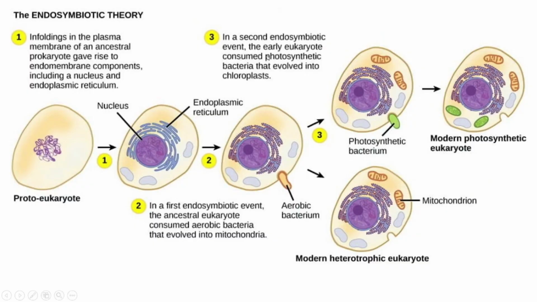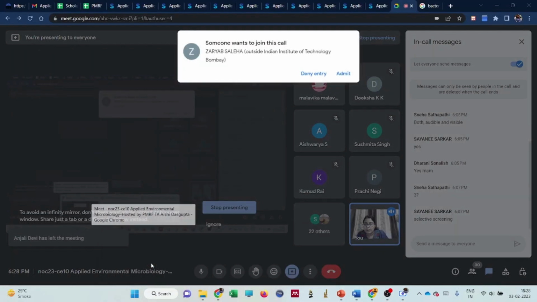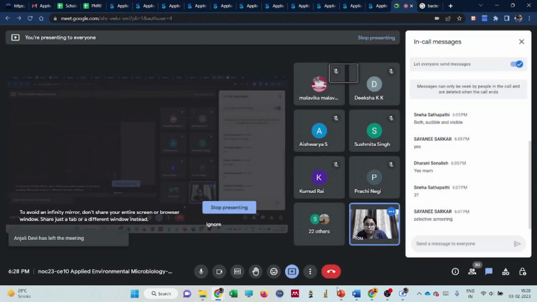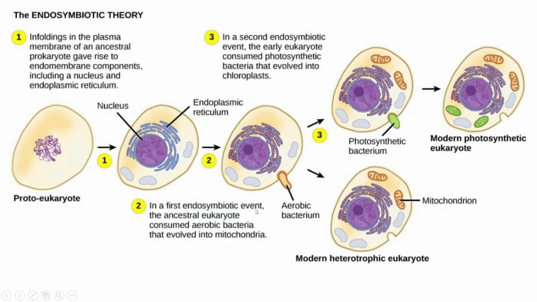In the second endosymbiotic event, the early eukaryote consumed photosynthetic bacteria that evolved into chloroplasts. In the plant cells, we have chloroplasts. So some photosynthetic bacteria might have been consumed by the eukaryotic cell and developed into chloroplasts, and this gave rise to the modern photosynthetic eukaryote and the modern heterotrophic eukaryote. So this is the endosymbiotic theory that relates to the question we were having: which feature of mitochondria makes scientists believe it was probably an independent organism some time back.